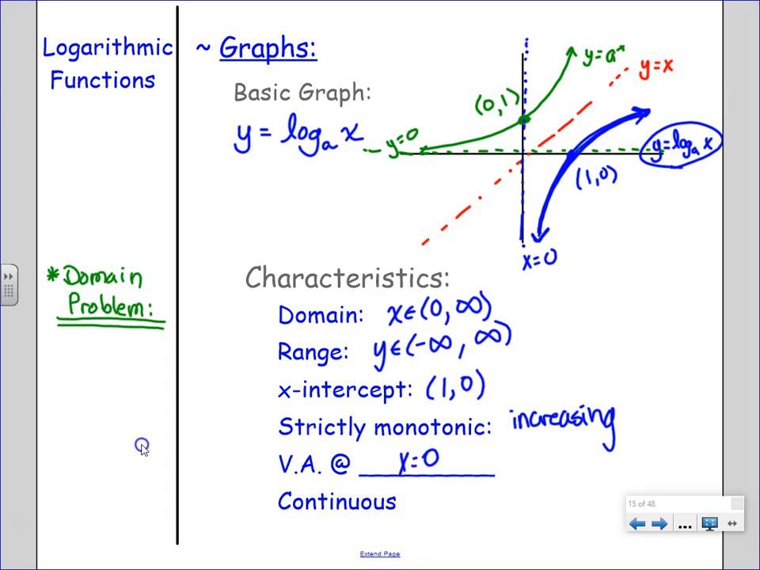And the logarithm is continuous. He's fine. He's connected with one smooth curve everywhere in his domain. No holes, no vertical asymptotes inside of him. There's one on the outside of him, but none inside. He's continuous everywhere on his domain.